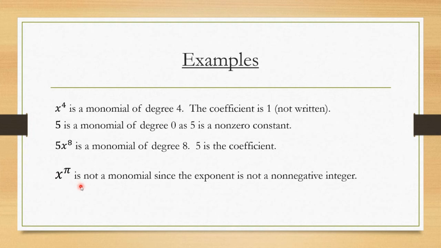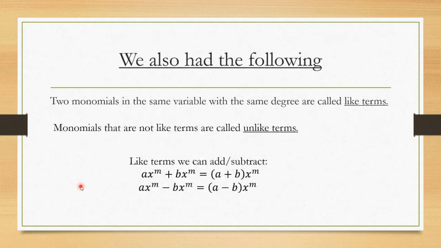So those are just some more examples. And this was also something we saw last time. I just wanted to bring it up again just for a review. Remember, we have this notion of like terms. Two monomials in the same variable with the same degree, those are called like terms, okay?